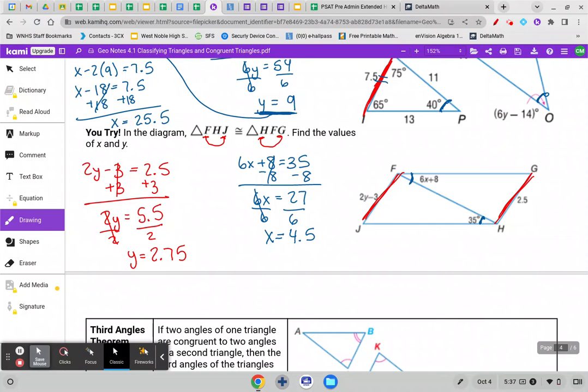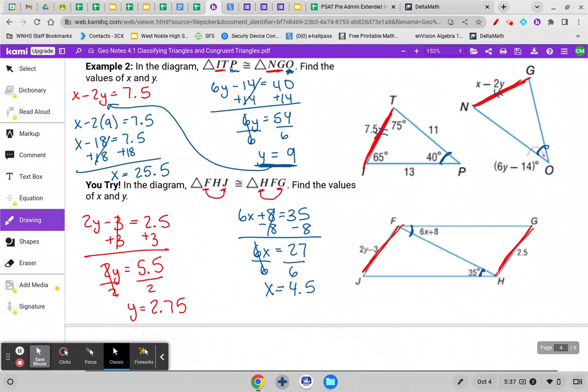The angles in this case are a little different. They're not just separate little pieces like they were before, like P and O. This time you actually have to think about the angles, and we find that angle GFH is congruent to angle FHJ, just kind of like our congruent statement here, okay? So I went ahead and set those equal to each other because they are congruent, and when I solved for x, I got 4.5.